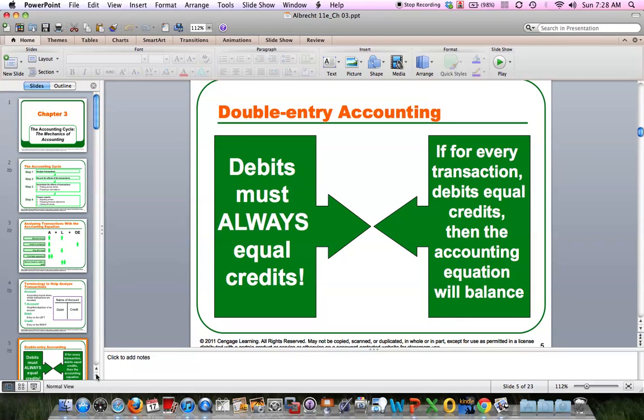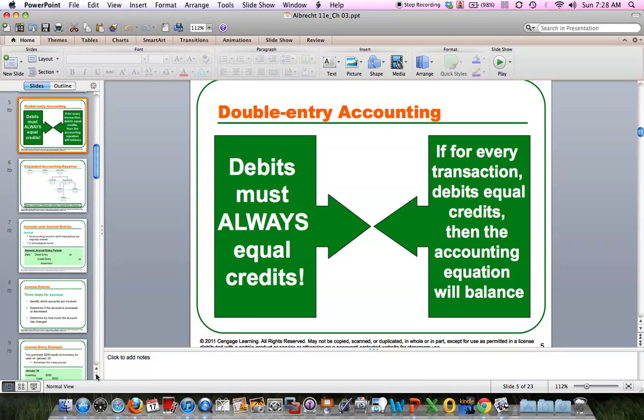Okay, double entry accounting. Remember that accounting always affects two things. Dual effect is something you might hear, or at least double entry like we see here. Okay, number one, debits must always equal credits. They have to be the same. If you were using a general ledger software system, like a QuickBooks, for example, or a Peachtree, your journal entry won't work unless it balances.